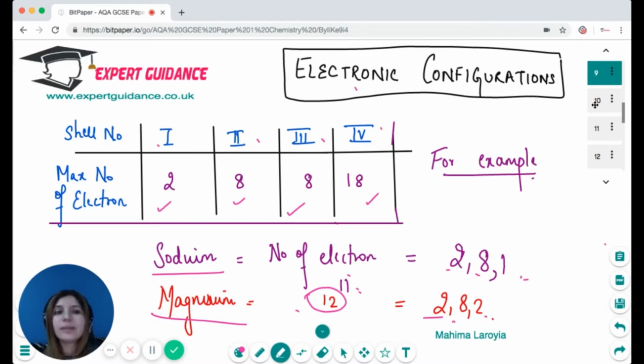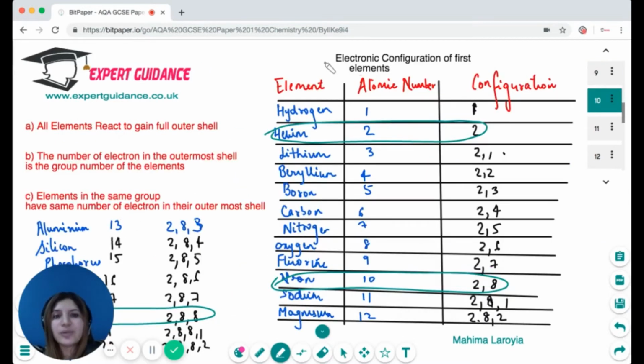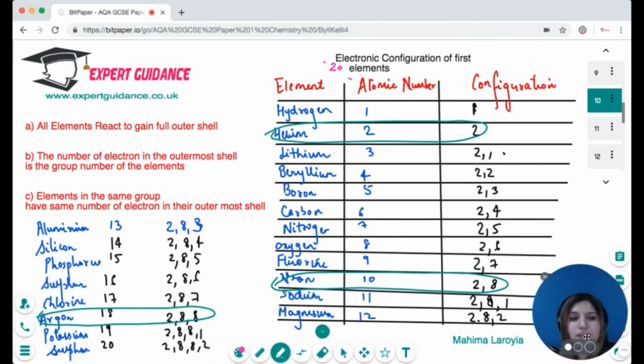Okay, so our electronic configuration is clear to you. Now you have in your syllabus the electronic configuration of the first 20 elements. So this is the list of the first 20 elements: hydrogen, helium, lithium, beryllium. The atomic number is mentioned. So electronic configuration with atomic number 1 would be 1. With 2 it is 2. Then with 3, we'll have a new shell: 2,1; 2,2; 2,3, and so on. And once all 8 electrons are filled in the second shell, with sodium, we have another shell. So with 2, 8, 1. So this is the electronic configuration of the first 20 elements.